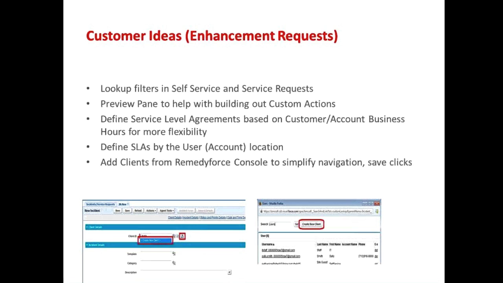As always, BMC has been very, very good about listening to the user community and trying to add some of those in every release. And again, they've done that here. One of the things was lookup filters in self-service and service requests. As you really roll out and get beyond 8 or 10 service requests, it can become a little daunting to actually find the one you want. So why not give it a simple search criteria to very easily let that end user get to what they're looking for? Again, let's empower that end user as much as possible.